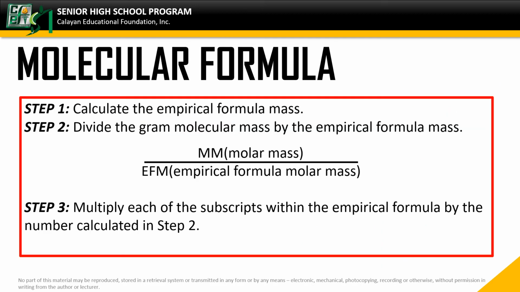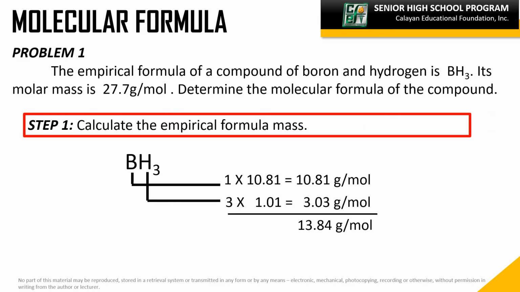First, we have to calculate the empirical formula mass. Second, we have to divide the given molecular mass by the empirical formula mass. Then lastly, we have to multiply each of the subscripts within the empirical formula by the number calculated in step 2. So let's put this into practice. For example, we have this problem.